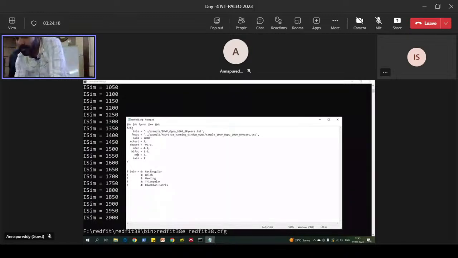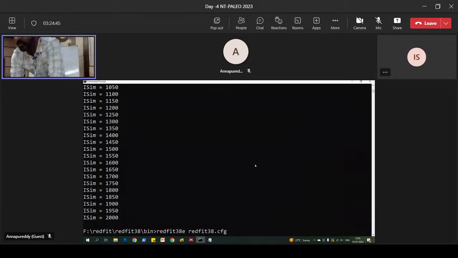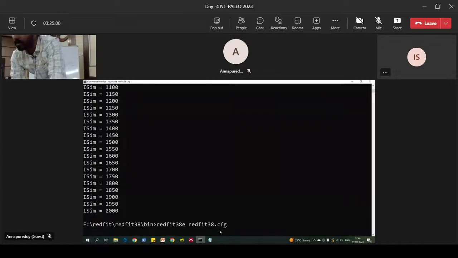This is a window. Each window has its own advantages and disadvantages, like how the spectral leakage is happening or not, it will show. It depends on the problem. Sometimes the Hanning window is the best, what they say in paleoclimate and many other fields. So you just save the configuration file and your data set. You can change the data set path also. But the Redfit 38.exe file and the configuration file should be in the same folder. So just run.